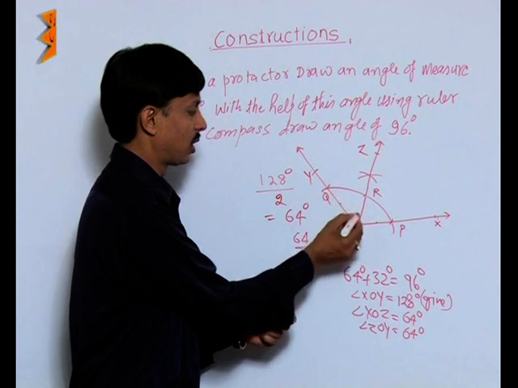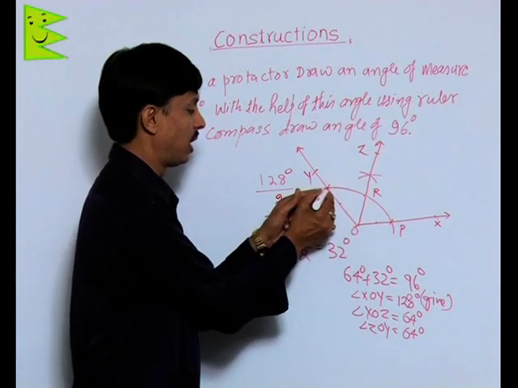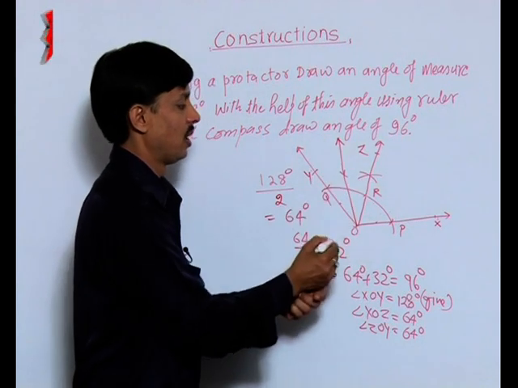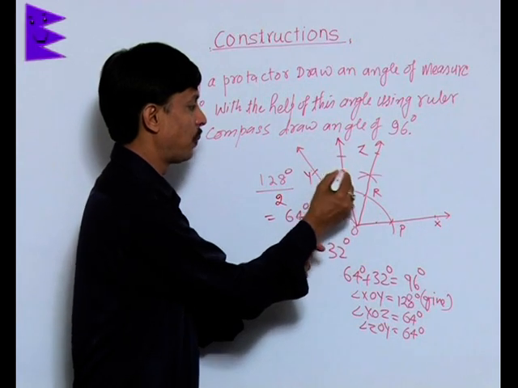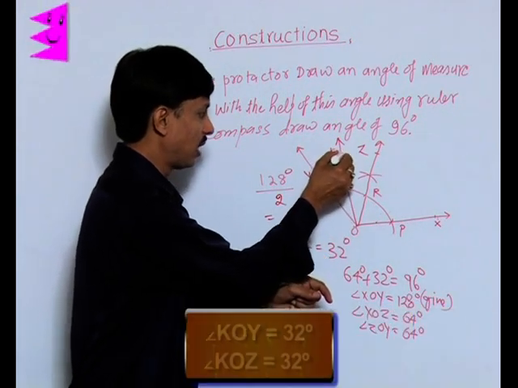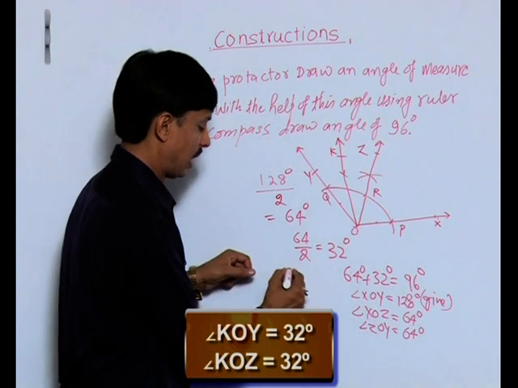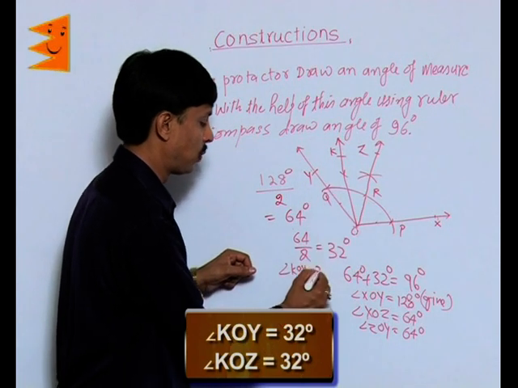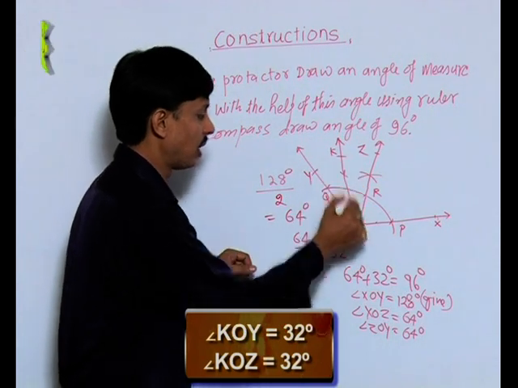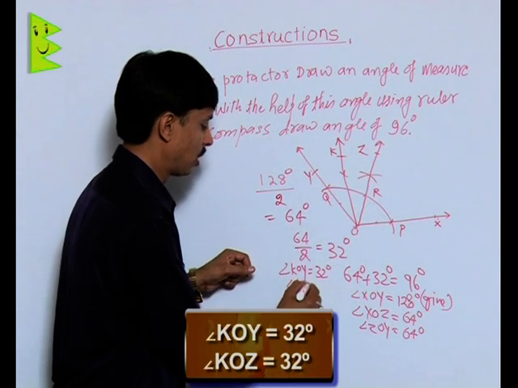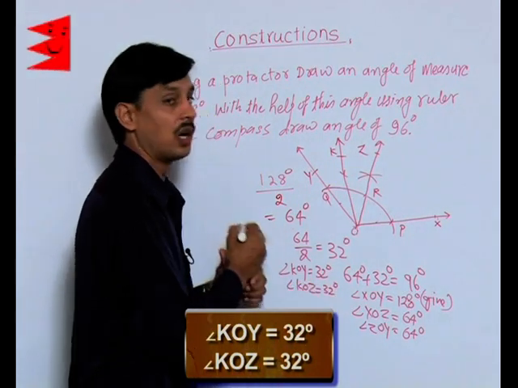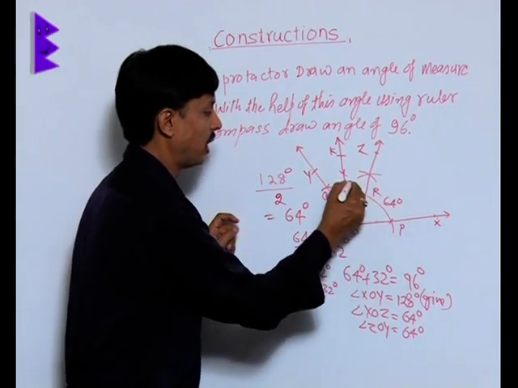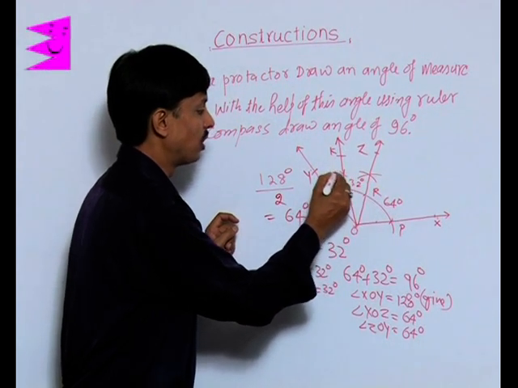If I draw the bisector of angle ZOY by taking Q and R as centers, we will draw the bisector. So I can say, if this point is K, angle KOY is equal to how much? Half of 64, 32 degrees. And angle KOZ is also 32 degrees. So what can you conclude? This is 64 degrees, this is 32, this is 32.